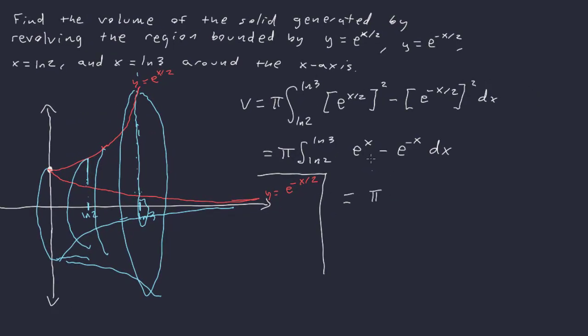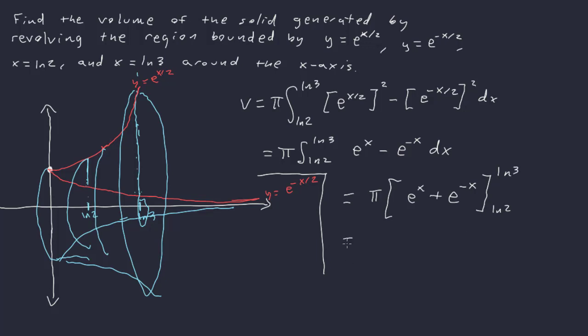Now to integrate this, no problem. The integral of e to the x is itself. Then the integral of e to the negative x will be negative e to the negative x, so I'll get plus e to the negative x. And then we're going to evaluate this from ln 2 to ln 3.